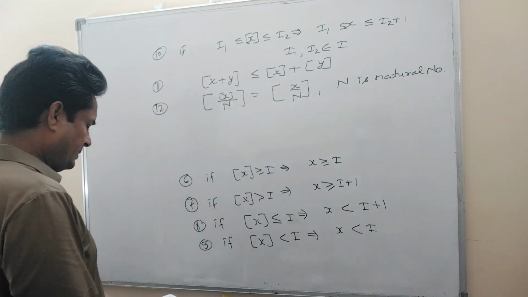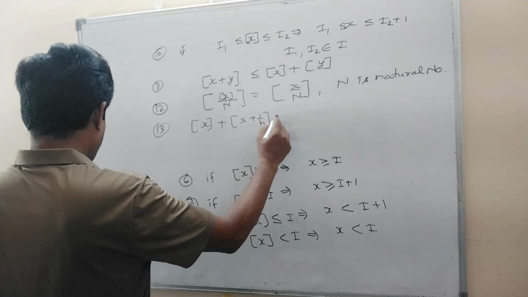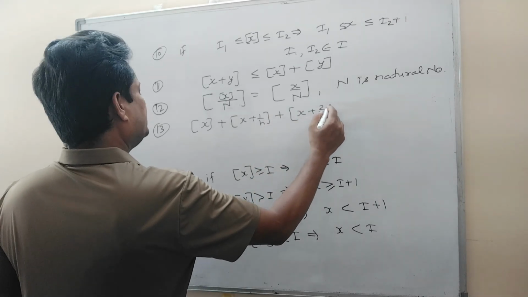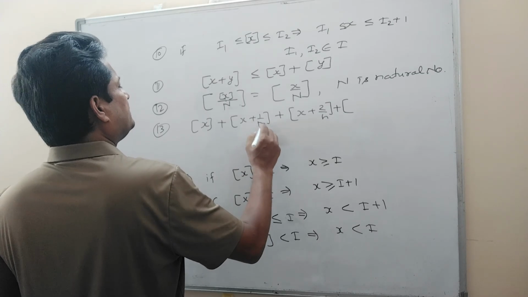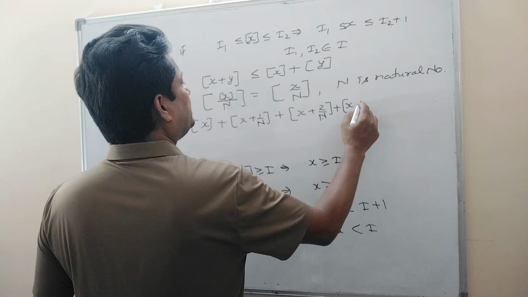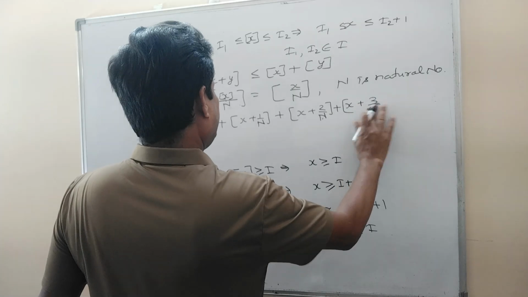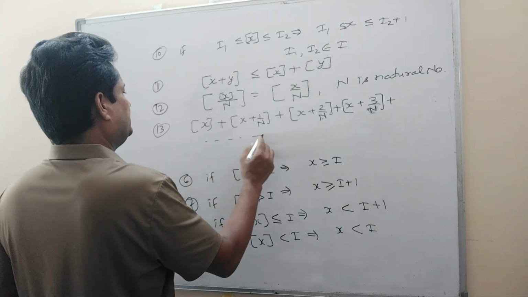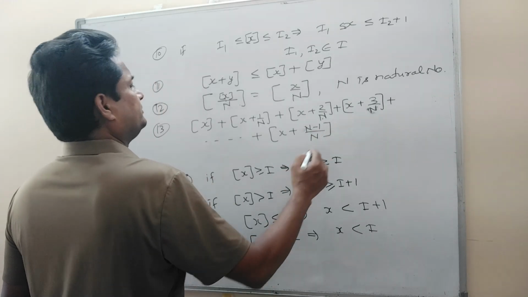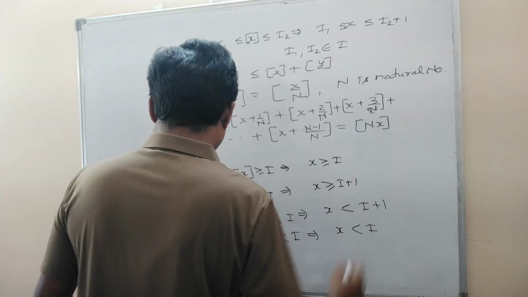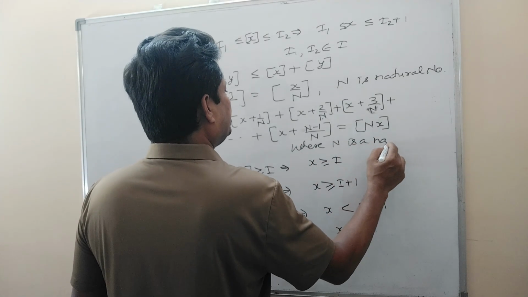Next property is 13. Greatest integer of x plus 1 by n plus greatest integer of x plus 2 by n plus greatest integer of x plus 3 by n plus and so on up to greatest integer of x plus n minus 1 by n is equal to greatest integer of nx, where n is a natural number.